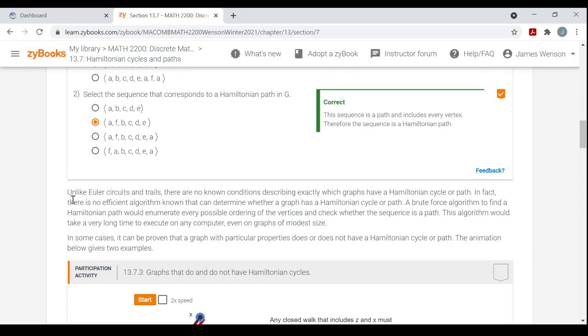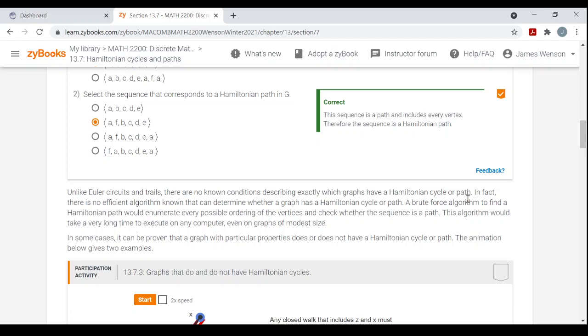Remember in 13.6, Euler circuits and Euler trails. Remember a graph had an Euler circuit if and only if every vertex had even degree. And a graph had an Euler trail if and only if the graph was connected and there were exactly 2 vertices with odd degree. Right? The Euler circuits and Euler trails, you could tell right away whether or not a graph had an Euler circuit or an Euler trail. But unfortunately, there are no known conditions describing exactly which graphs have a Hamiltonian cycle or a Hamiltonian path.